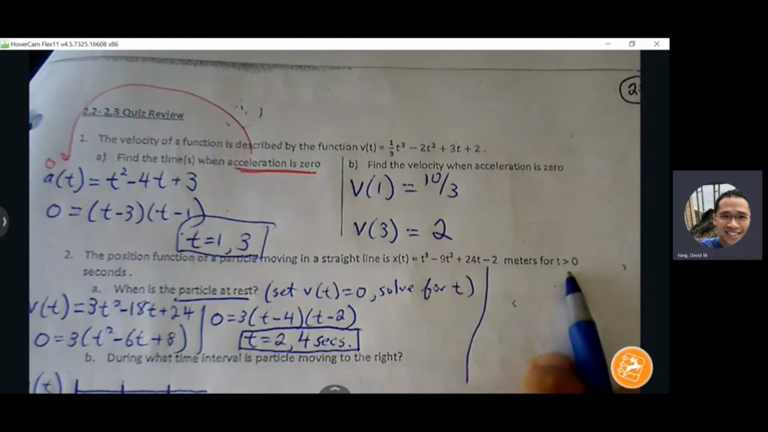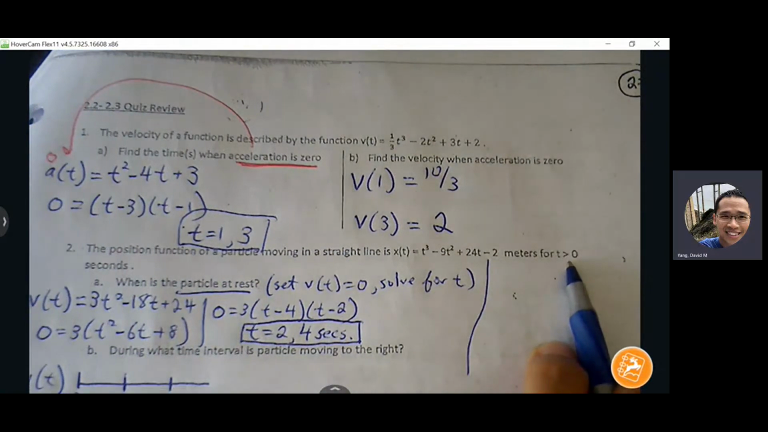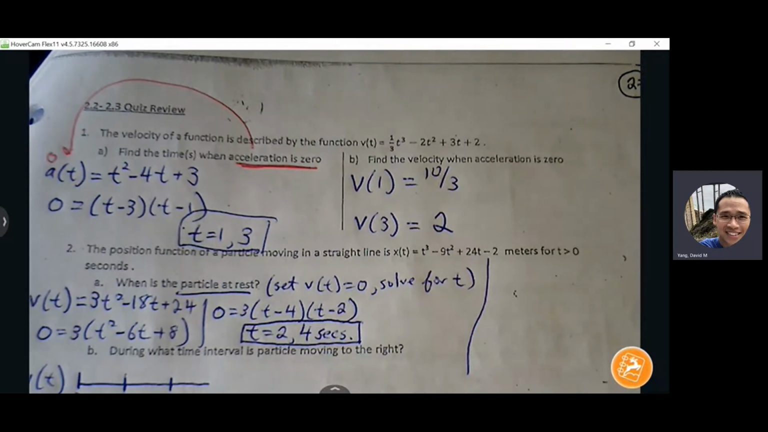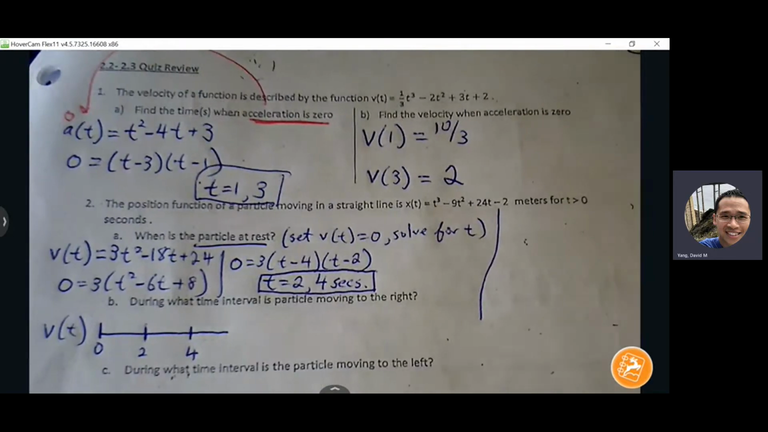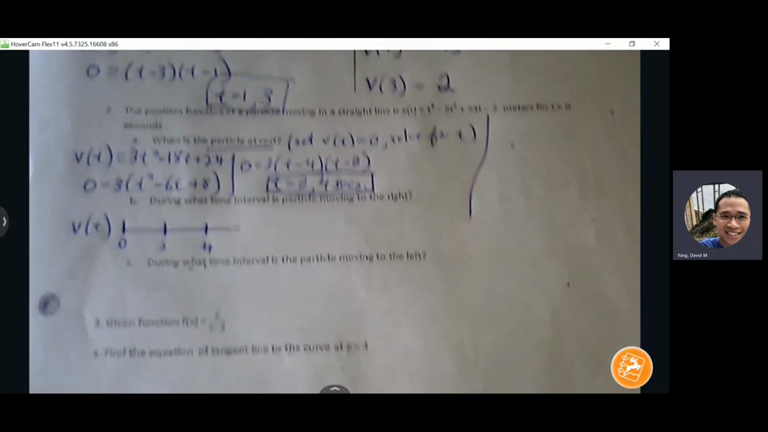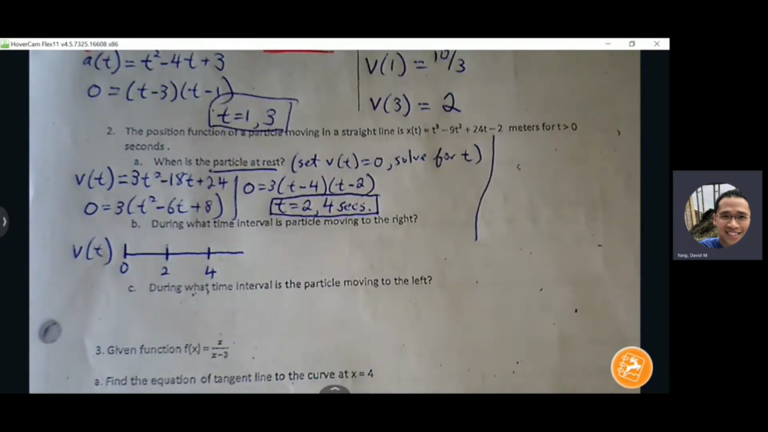Now, notice that this is just greater than zero, it's not greater than or equal to zero. So once we create our intervals, we don't have to worry about brackets, right? Because it's not part of our interval. Zero is not, it's just slightly to the right of it. Now we have to be able to populate our velocity sign line. So what can we do next?